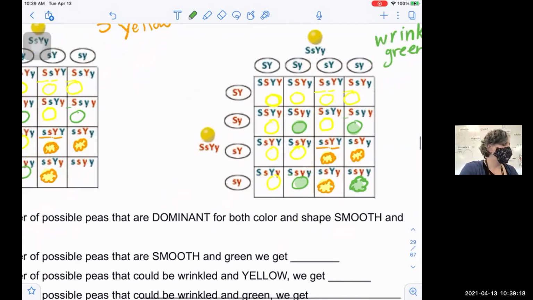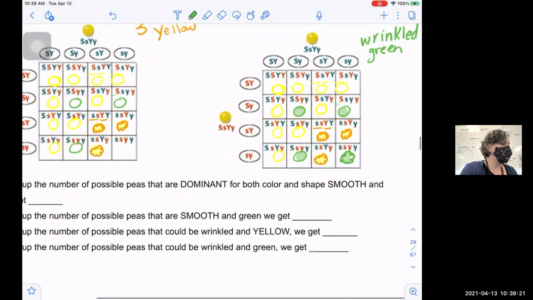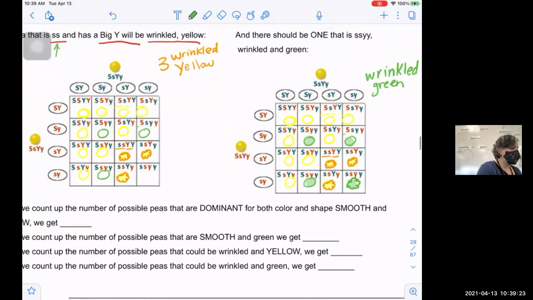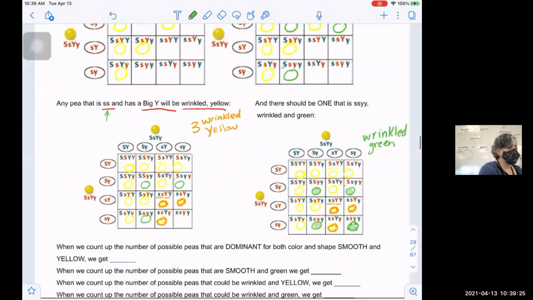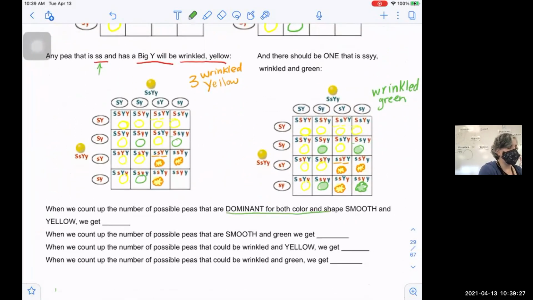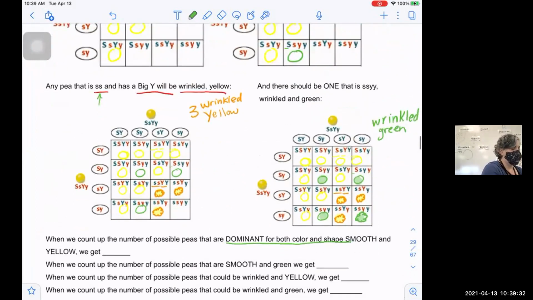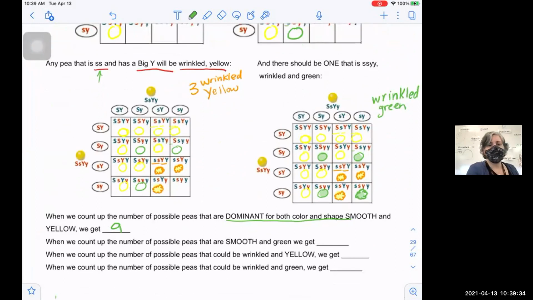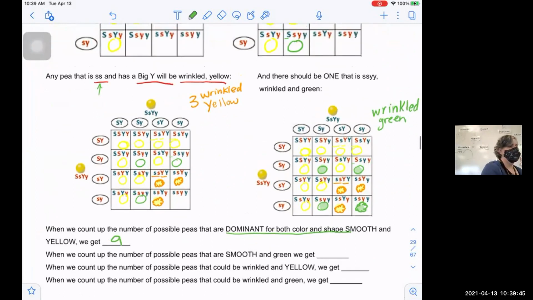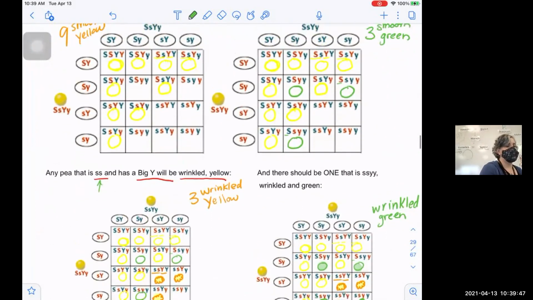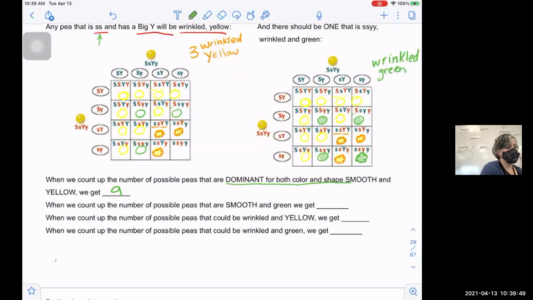So let's write down the numbers that we came up with. When we count up the numbers that are dominant for both color and shape, so they're smooth and yellow, we got 9 of those. When we count up the number that are smooth and green, so those were up here, we had 3. There were 3 that were smooth and green.